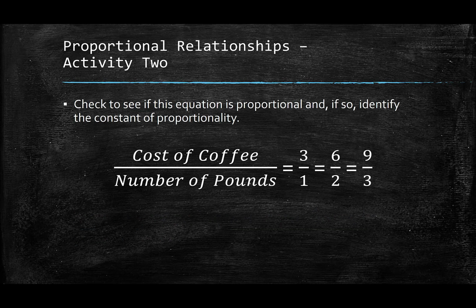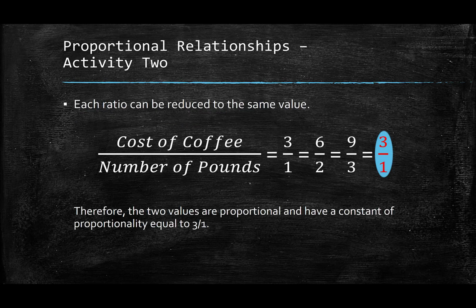Let's check to see if this equation is proportional. Once again, we can see that each ratio can be reduced. This time, when reduced, we find that each ratio can be reduced down to the same value, 3/1. Because all ratios have a common proportion, 3/1, they are said to be proportional, with 3/1 being our constant of proportionality.